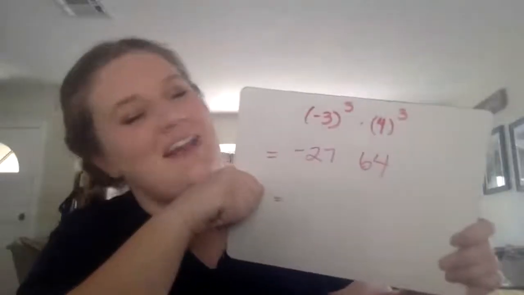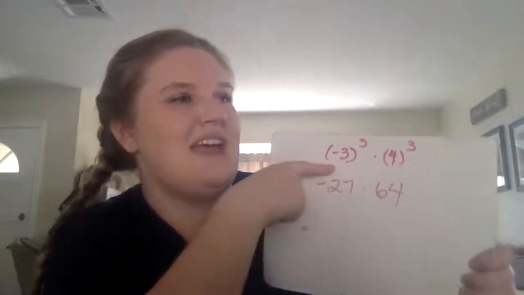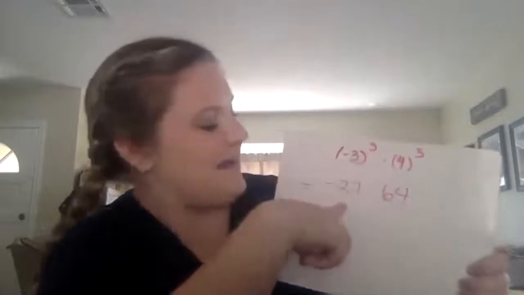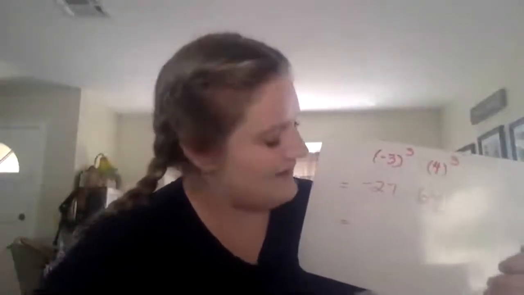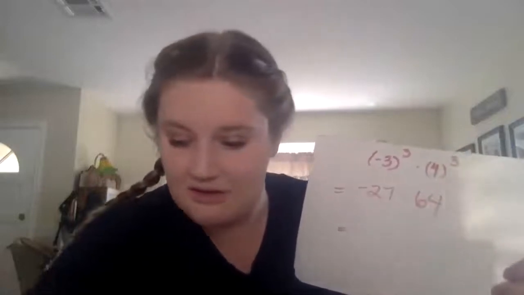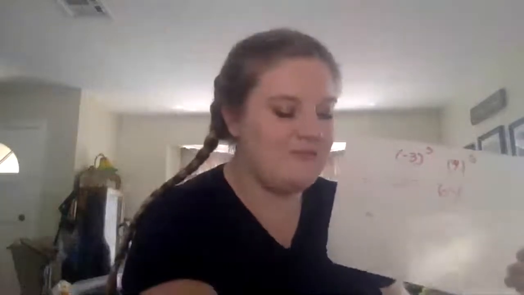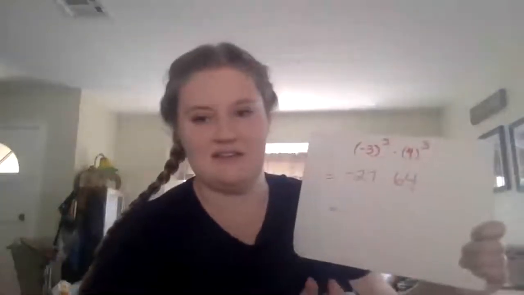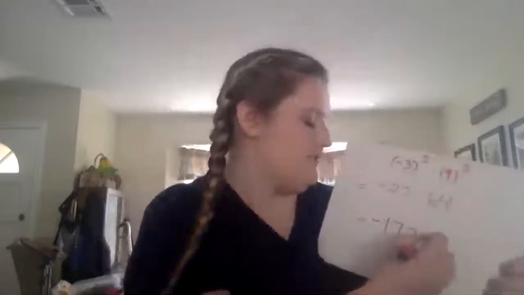So, going back to that from the last chat, we did -3 times -3 times -3. So that means we got -27. And -27 times 64 is -1,728.